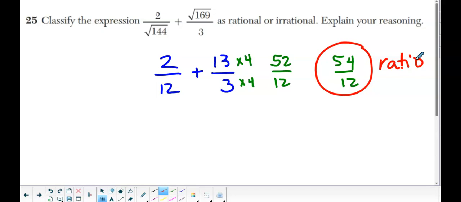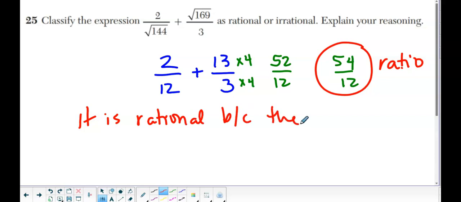So I can explain my reasoning by showing this math, justifying this. And I could say it is rational. That's the first thing I need to answer. Because the sum of 2 twelfths, or 2 over 12, the square root of 144, and the square root of 169 over 3, the sum is a rational number.